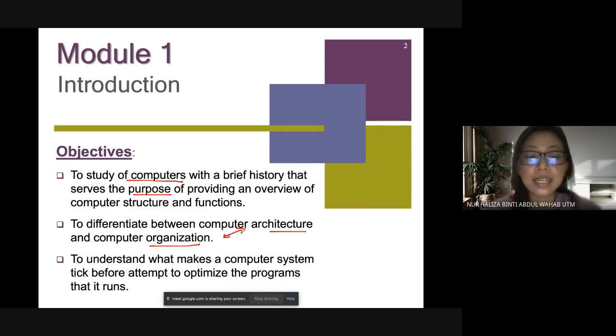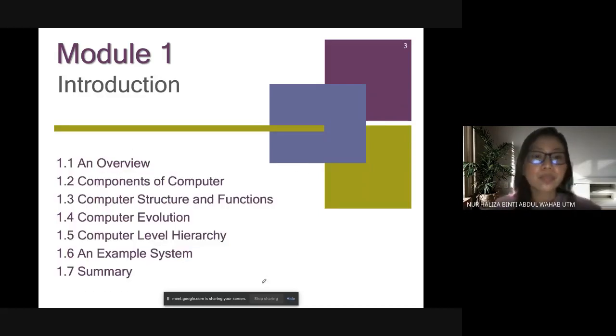And the third is to understand what makes a computer system tick before attempting to optimize the program. After this, for your third sem, for your fourth sem, you're going to play around with your own programming. You're going to develop your own application. You need to develop your own system. So before you can implement it into the computer itself, you need to know what is already inside before you can modify, isn't it?